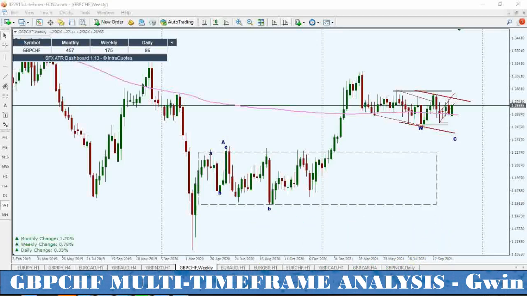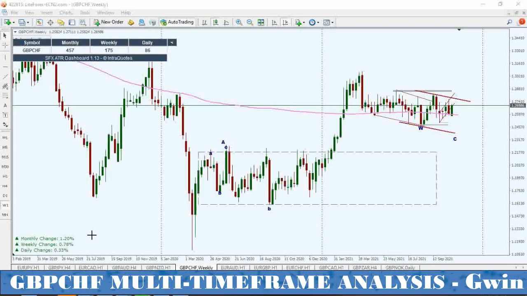Alright. So in this one, I'm going to be giving you a full breakdown of the current situation and also where you can start looking for trade opportunities also with the GbpChf.